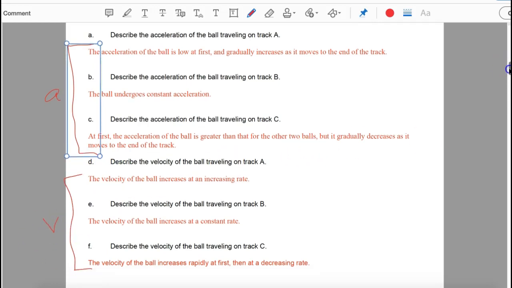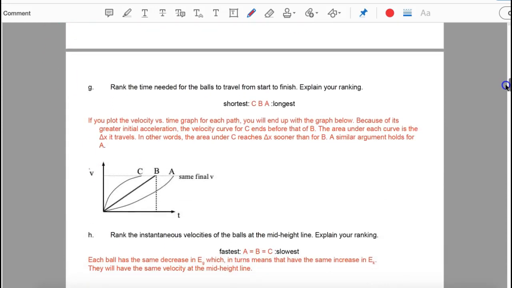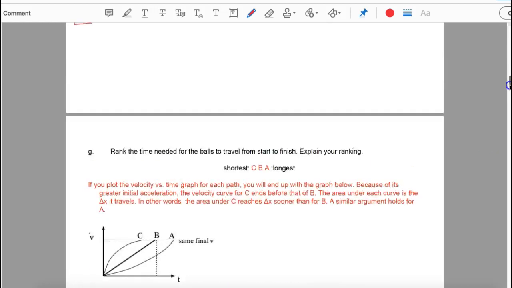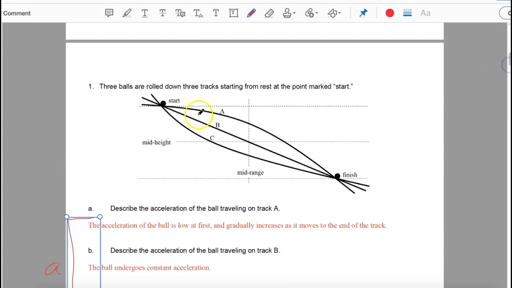Alrighty, let's take a look at the next part. This is probably the hardest part to explain, it's a little harder to understand, but let's try it. It wants us to rank the time needed for each of the balls to travel from the start to the finish. It's really easy to think that all of these will have the same amount of time on the way down, but that's not true. The fastest one is actually C, followed by B, and then by A. It takes the most time for A to go down.